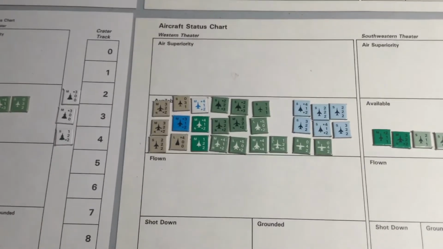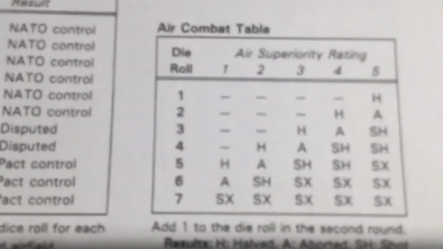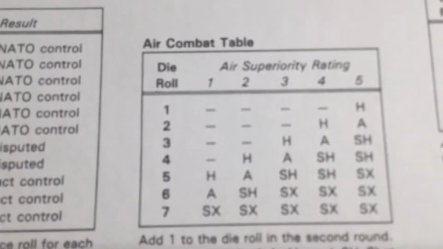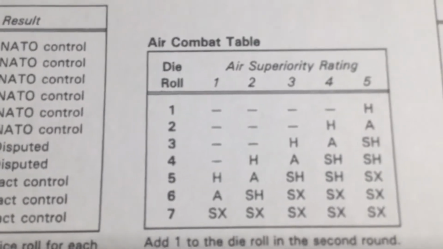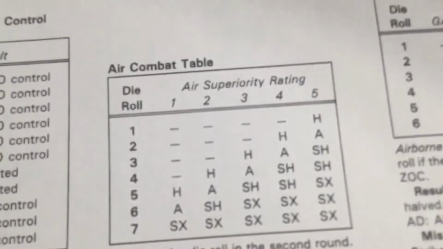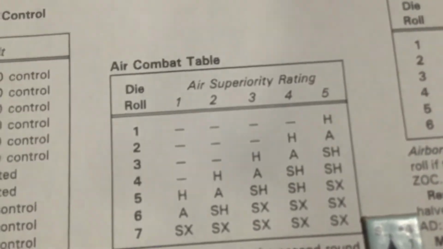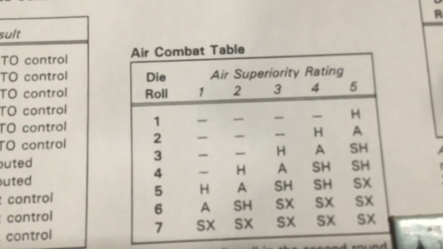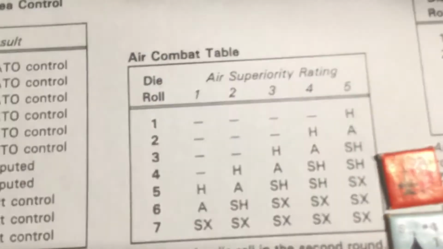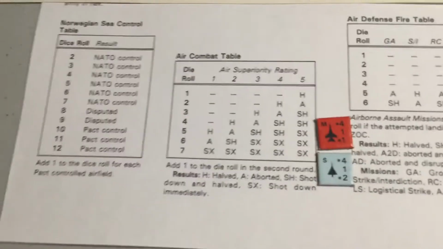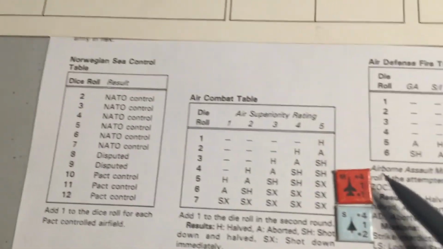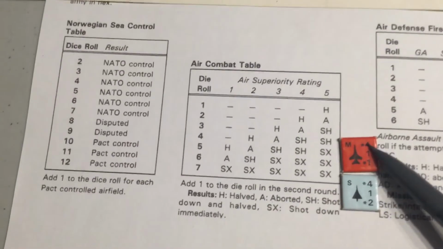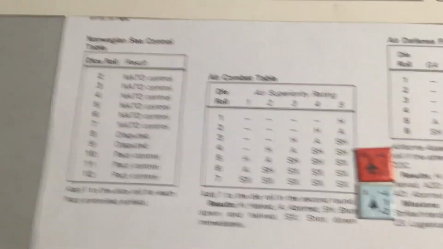Air combat is resolved quite simply. Here is the air combat table. In instances in which 2 aircraft fight each other, you would take the 2 aircraft. I'll take here one French aircraft and a Soviet aircraft. And you would determine which aircraft has the higher air-to-air rating. Now in this particular case, both aircraft have a value of 4, so the attack occurs simultaneously.